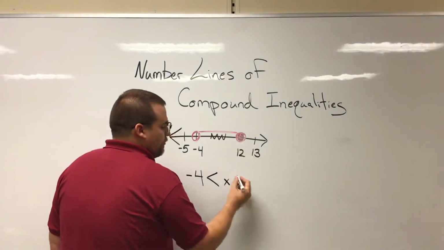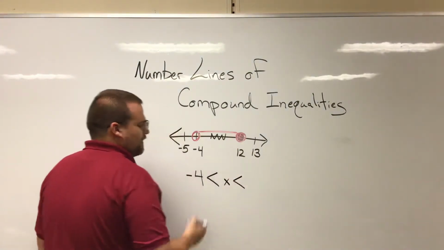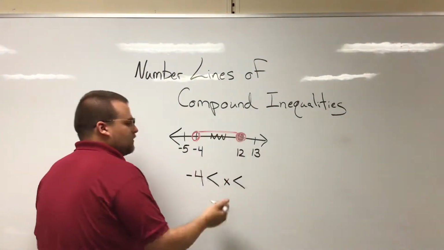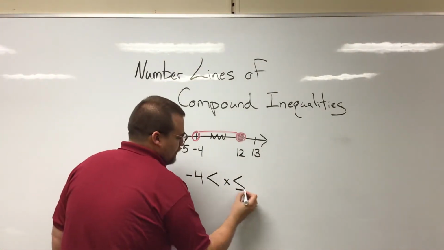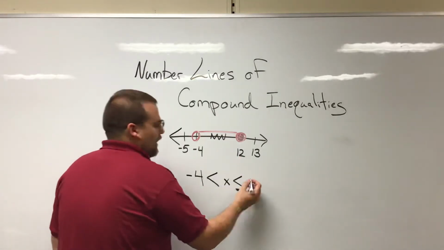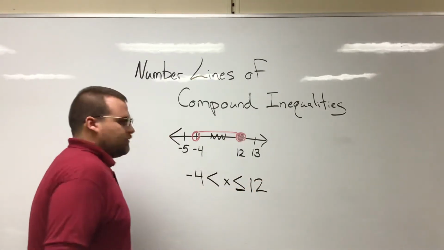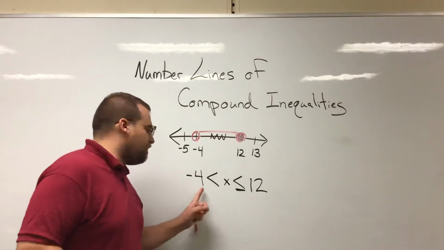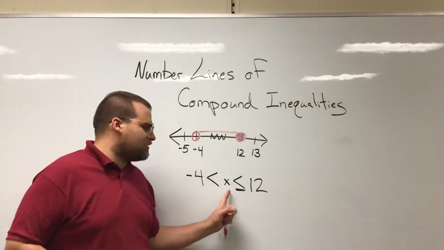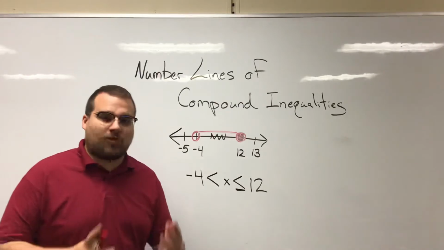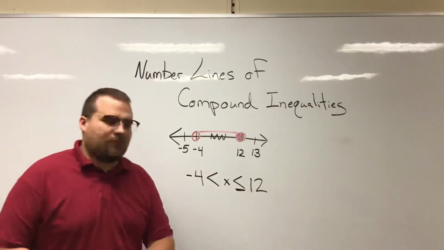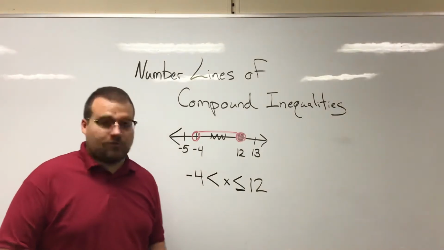And then we need another inequality sign. Again, is it going to be less than, or is it going to be less than or equal to? It's a filled in circle at the end of it, so that's what we're equal to, and then we have 12. So there's our compound inequality. It says -4 is less than x, which is less than 12. In other words, x must be between -4 and 12. That's all there is to it.